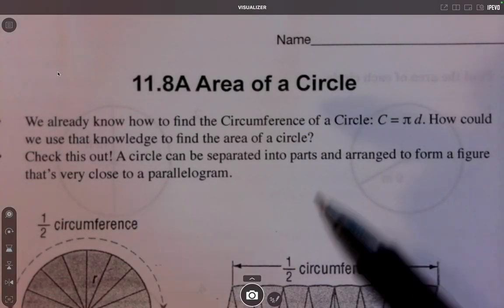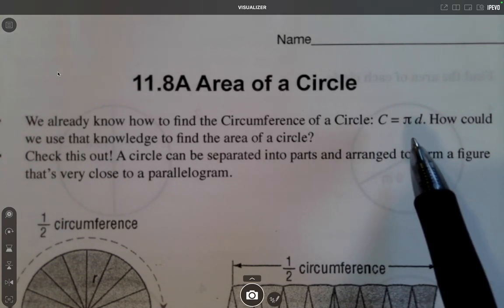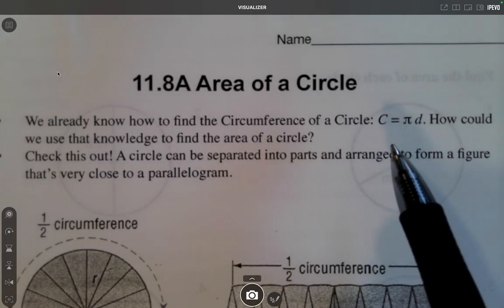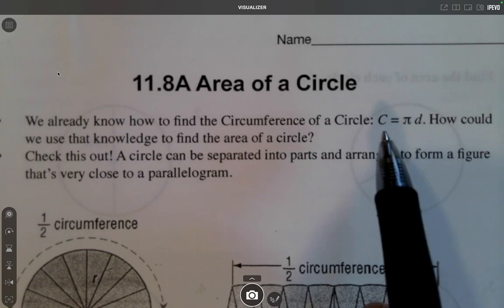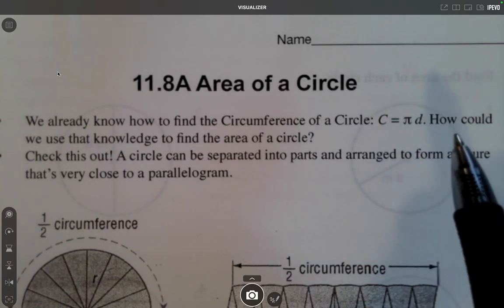So we talked about how Archimedes figured out the value of pi in order to determine the circumference of a circle. But then the question is, how could we use this information? How could we take the circumference and figure out the area of the circle? So they actually did it this way.